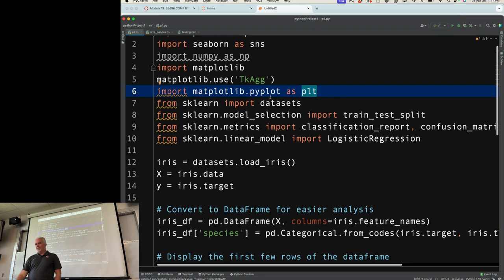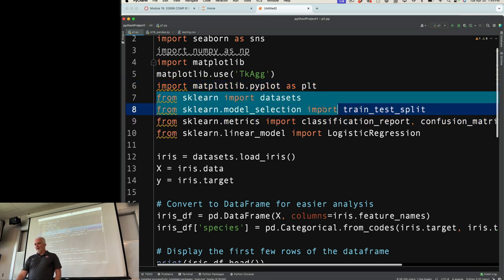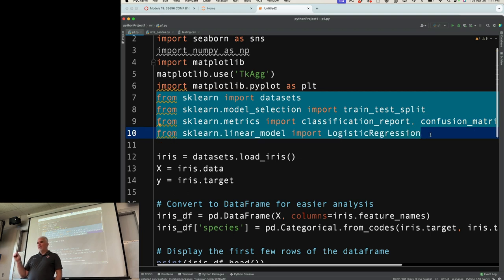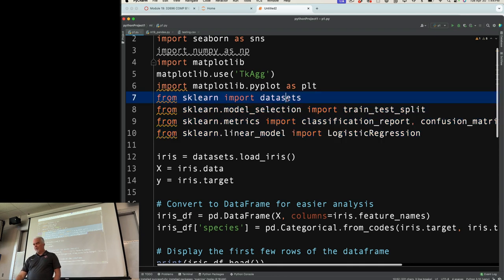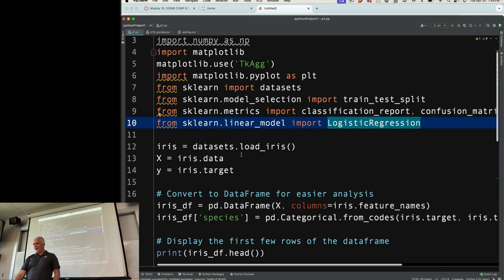We're importing something called PyPlot from Matplotlib library. These sklearn are machine learning libraries. So we're importing the practice data set, which is the iris data set. We are importing different models, different metrics, and a logistic regression, which is a specific algorithm for machine learning. Don't worry too much about all that stuff. Just know what it is, kind of. That's our target for today.